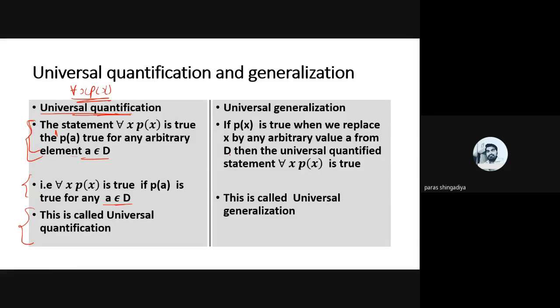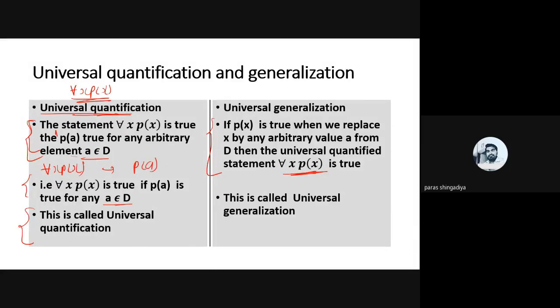Then the universal generalization result: if P(x) is true when we replace x by any arbitrary value a from D, then the universally quantified statement for every x P(x) is true. If P(x) is true when we replace x by any arbitrary element from the domain, then the universally quantified statement for every x P(x) will be true. That is called the universal generalization result. Here, for every x P(x) is true, and based on that we are checking whether P(a) is true or not.